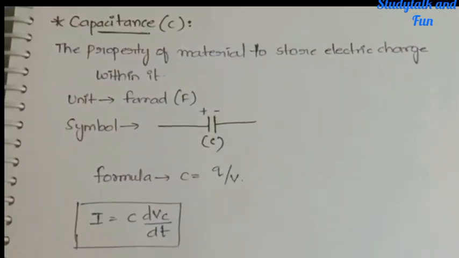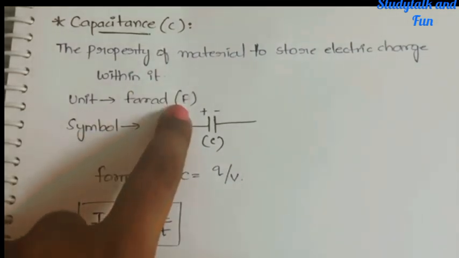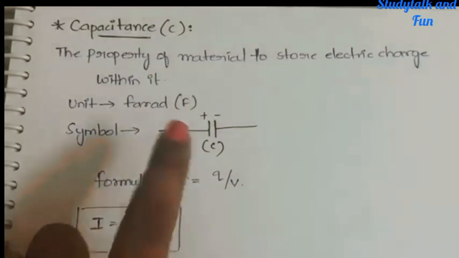So capacitance also simple. Let me check if I have missed any points in inductance. No. Now let us check capacitance. It is the property of a material to store electric charge within it. It's simple. And the unit of capacitance is farad, F-A-R-A-D, farad. It is denoted by F. Okay, and the symbol is this one.